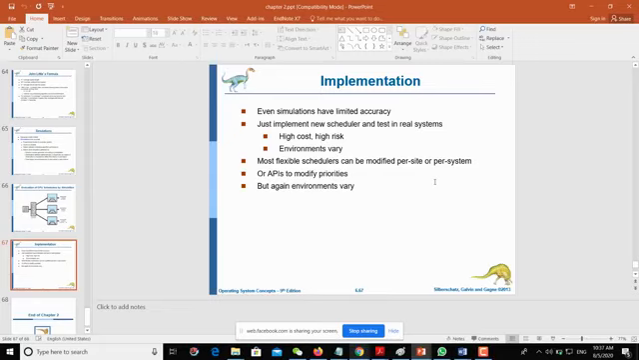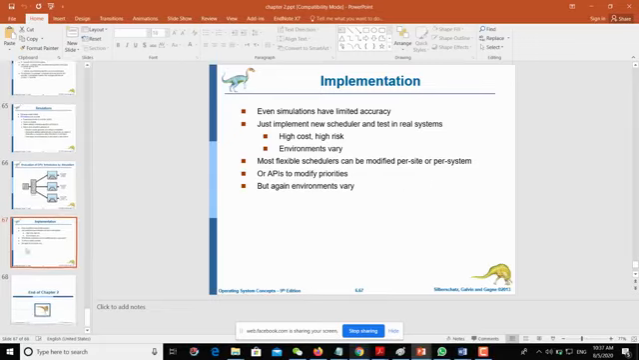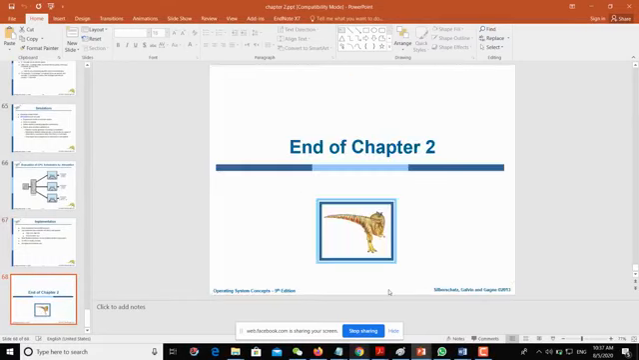So guys, that's all for today. You can see my next slide, end of chapter. Chapter 2 has ended, and we have finished chapter 2, which is CPU scheduling. We discussed a lot of POSIX schedulers, thread schedulers, and more. We studied a lot of things. There are almost 68 slides in this lecture.